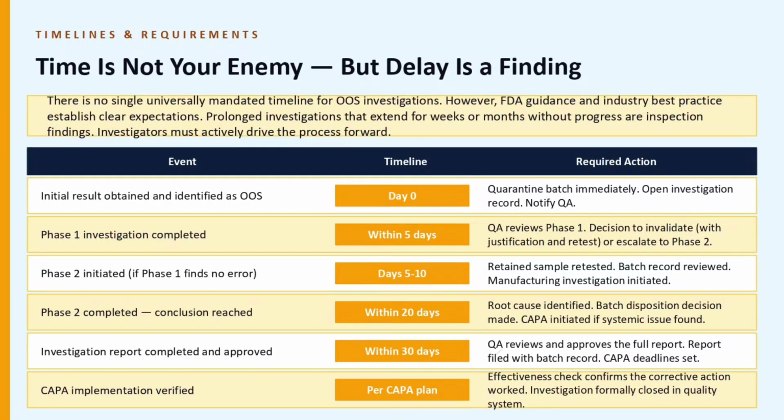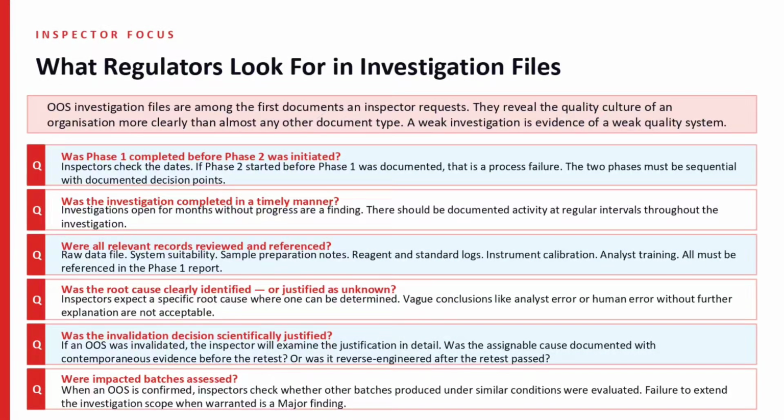An investigation that is opened and then sits untouched for 3 weeks before being picked up again is a finding. There must be documented progress at regular intervals throughout the investigation. If the investigation is complex and requires extended time, the reason for the extension must be documented and QA must formally approve the extended timeline. Let me now tell you exactly what inspectors look for when they pull an OOS investigation file, because these are the checks that distinguish a professional investigation from a paper exercise.